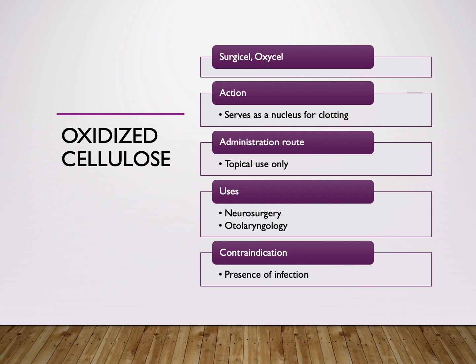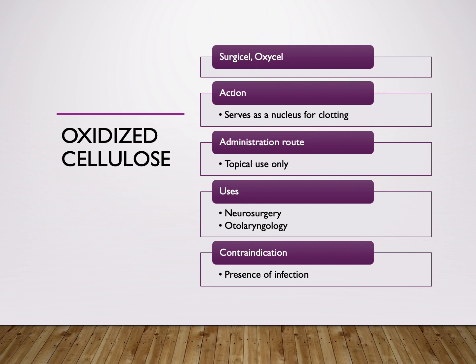Another type of topical hemostat is oxidized cellulose. And we don't totally understand how it works, but when it's applied to bleeding surfaces, it swells and it serves as a nucleus for clotting.